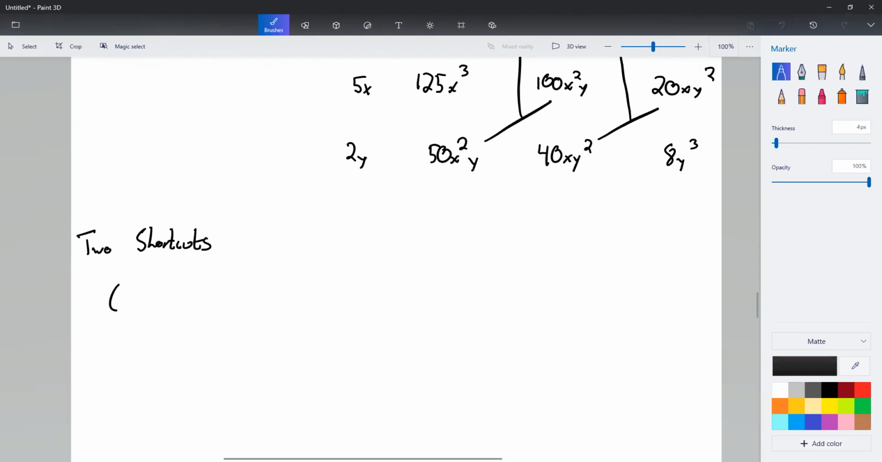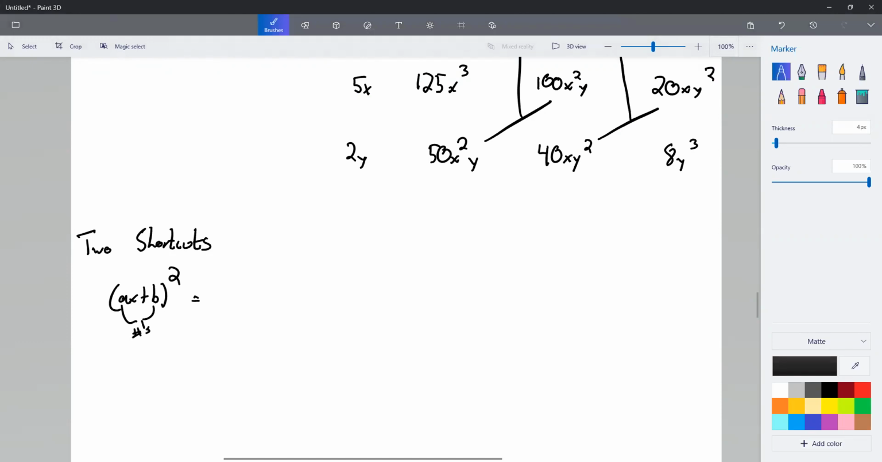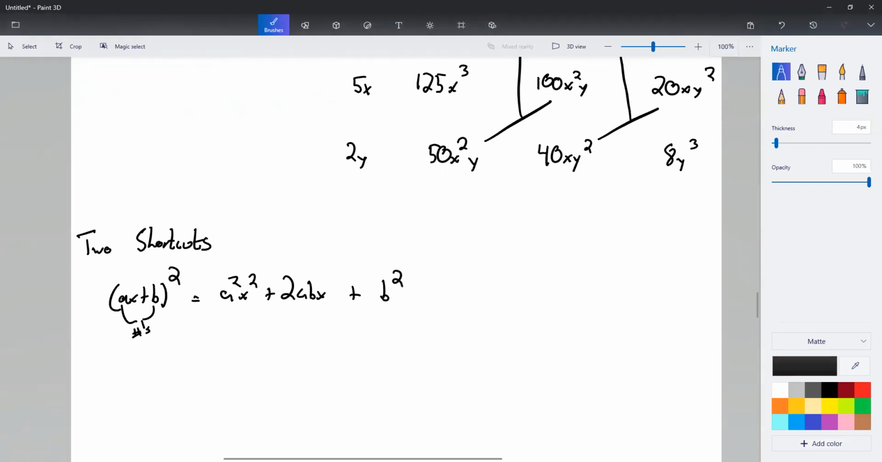So if you have ax plus b quantity squared, you will always and forever, no matter what you plug in for a, no matter what you plug in for b, those are stand-ins for numbers, you will always get a squared x squared plus 2abx plus b squared. You will always get that.